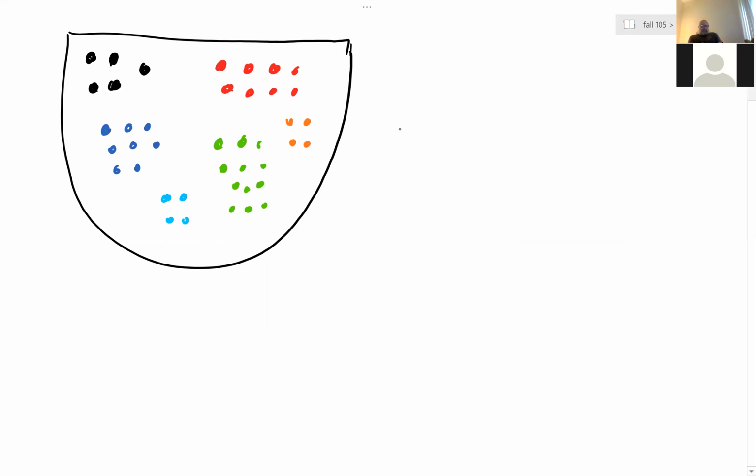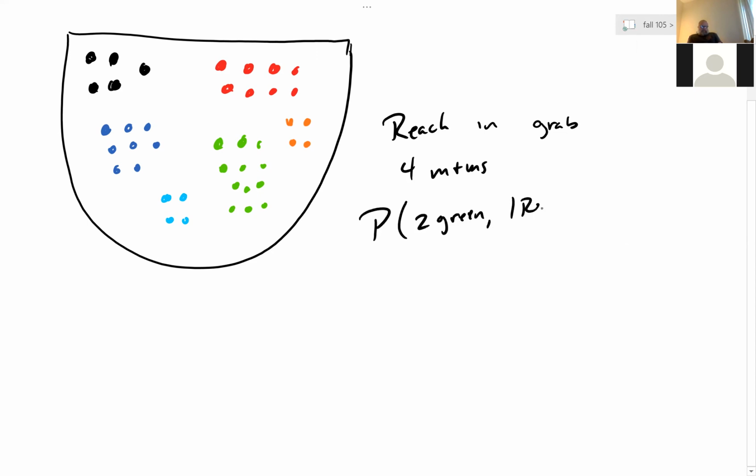So in this case, what we're going to do is reach in, blindfolded obviously, and grab, I don't know, 4 M&Ms. The question is this: what is the probability that we get 2 green, 1 red, and 1 blue? Now, I didn't write it right here, but it's implied: is it an "or" or an "and"? Well, it's an "and" situation. It's implied.